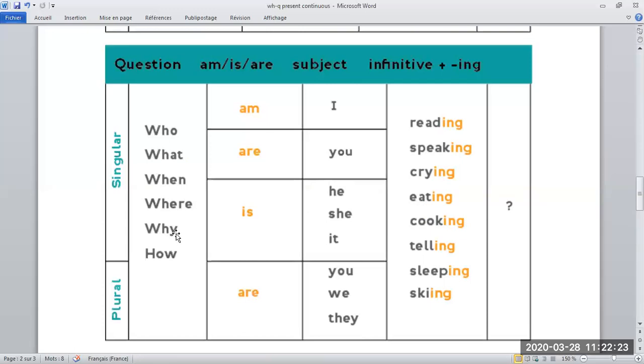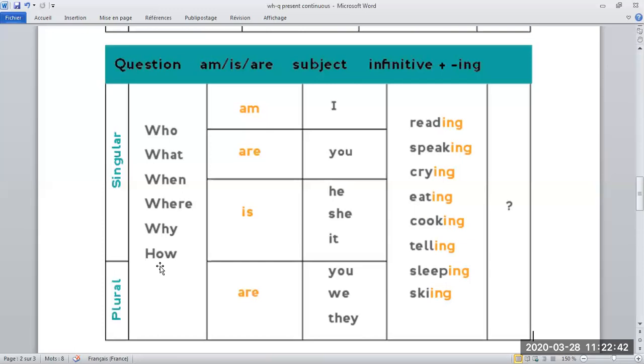Why is he sleeping? Why? Reason. Why is he sleeping? Because he is tired. We saw yesterday that we said why is used with a reason. Because we need to answer by because.